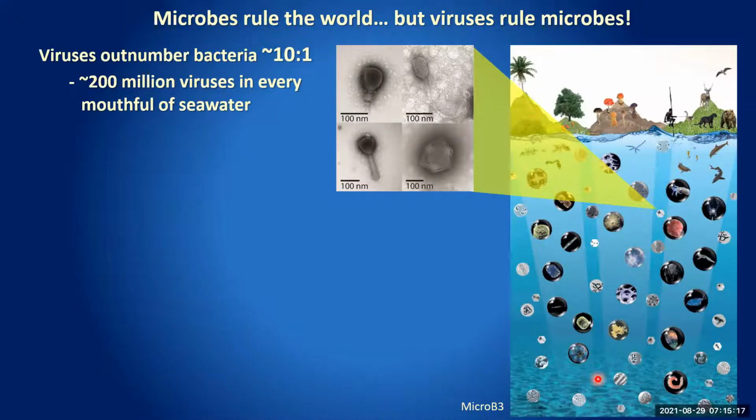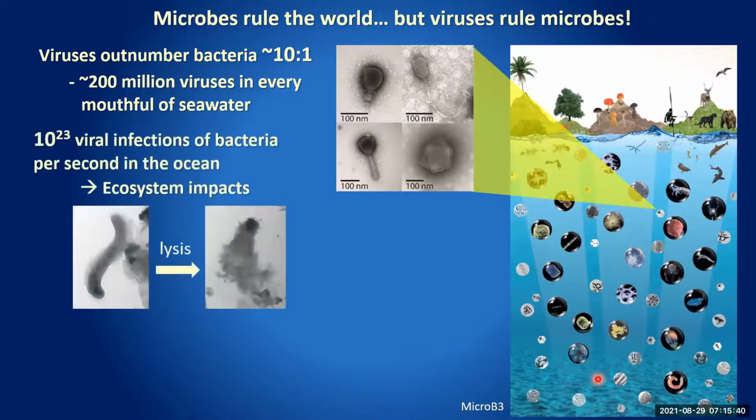Viruses outnumber bacteria by approximately 10 to 1 in the world's oceans. And that means that there's approximately 200 million viruses in every mouthful of seawater. So obviously that kind of freaks people out, especially right now. But those viruses, they're not infecting you. They are primarily infecting bacteria. There's estimated to be about 10^23 viral infections of bacteria occurring per second in the world's oceans. And all of these infections of bacteria are going to have ecosystem impacts.